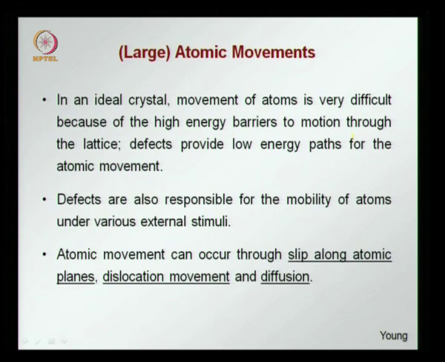Now when we go to large atomic movements, there are some mechanisms which control such movements. Ideally in a crystal the movement of atoms will be very difficult because of the high energy barriers to motion through the lattice, that is, the energy required to have movement of atoms through an ideal crystal is very high. However, defects provide low energy paths, and we find that a lot of times defects dominate the atomic movement because they provide these low energy paths.